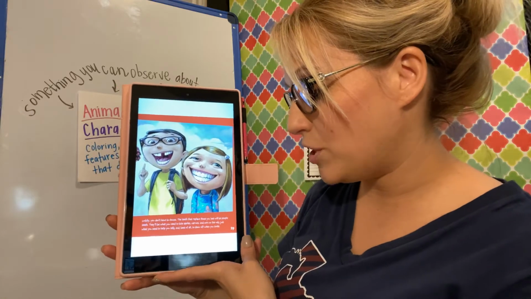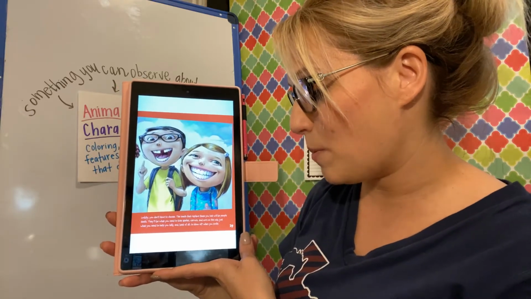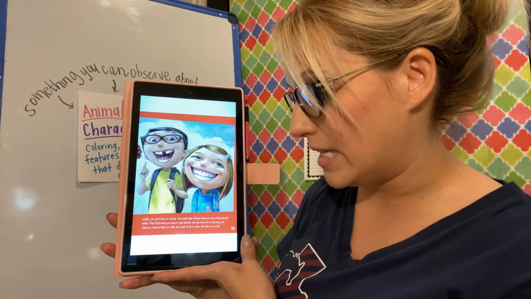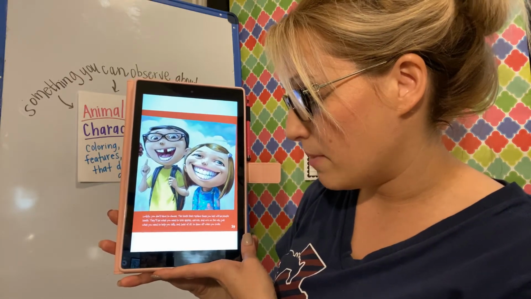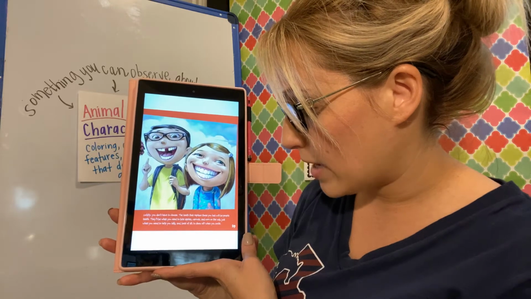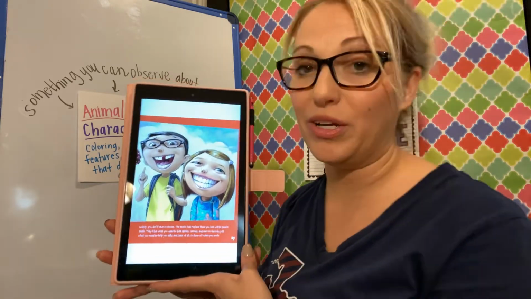Luckily, you don't have to choose. The teeth that replace those you lost will be people teeth. They'll be what you need to bite apples, carrots, and corn on the cob. Just what you need to help you talk. And best of all, to show off when you smile.